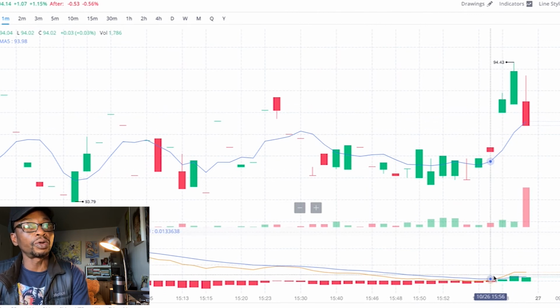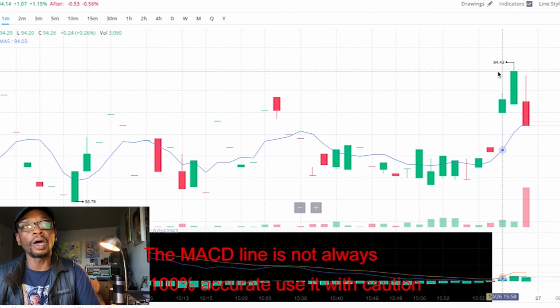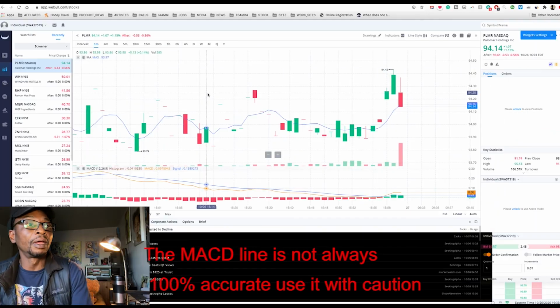So if you caught it over here, as the line was beginning to cross over at 15:56 and placed a trade at 15:58, by 15:59 you would have made a decent amount of money. The stock went up from 94.20 to 94.39. So depending on how much you put into the stock, you could have made some money there.